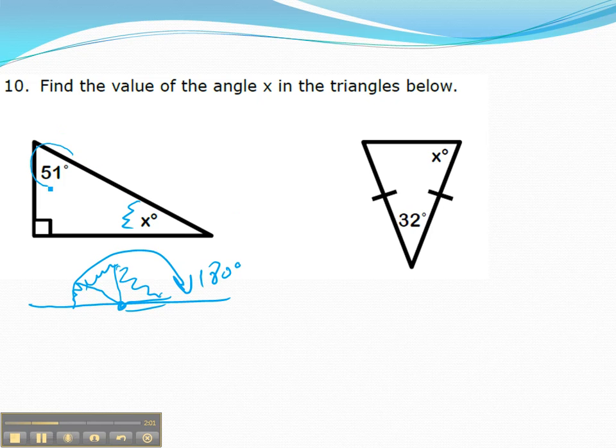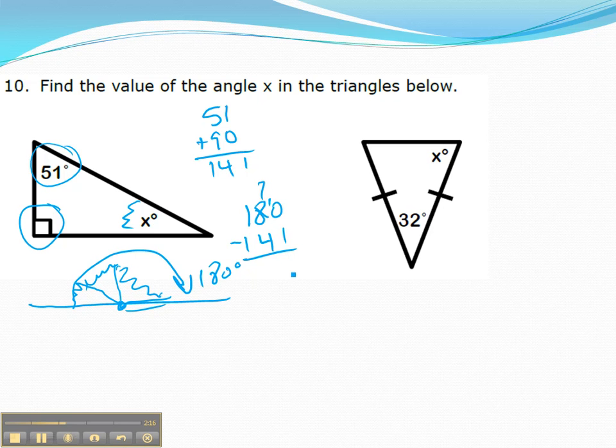So we need to add up the angles we know and subtract from 180. 51 plus 90 equals 141. So x would be 180 minus 141. 10 minus 1 is 9, 7 minus 4 is 3, 39 degrees.